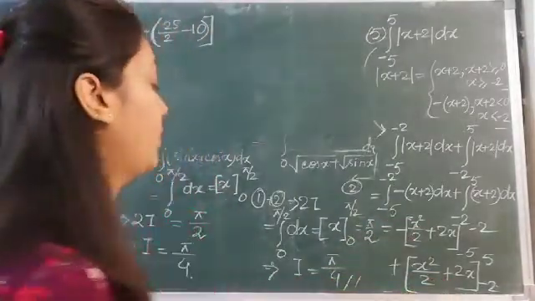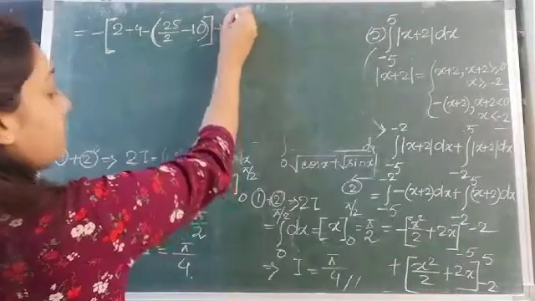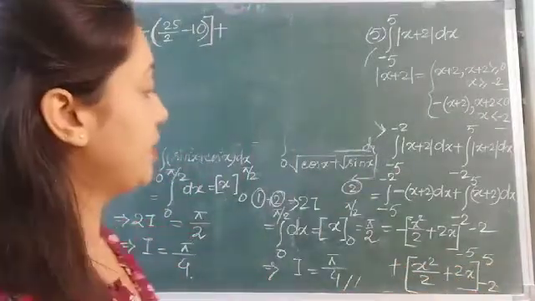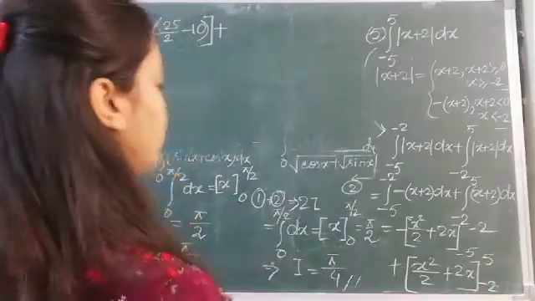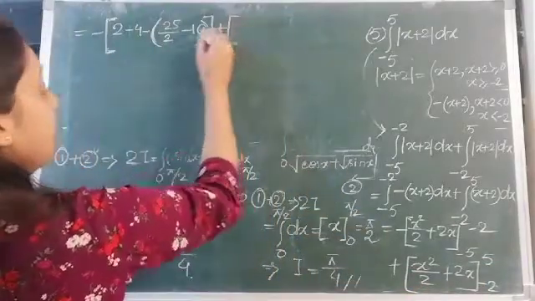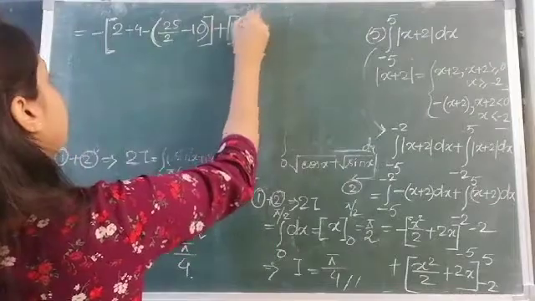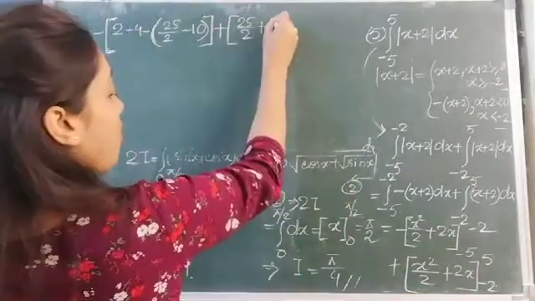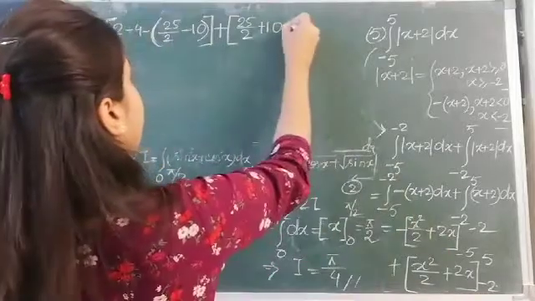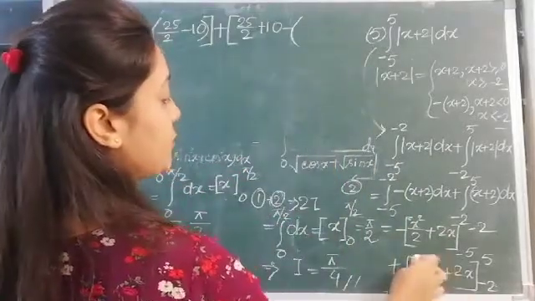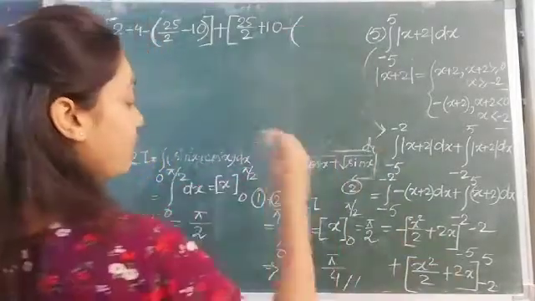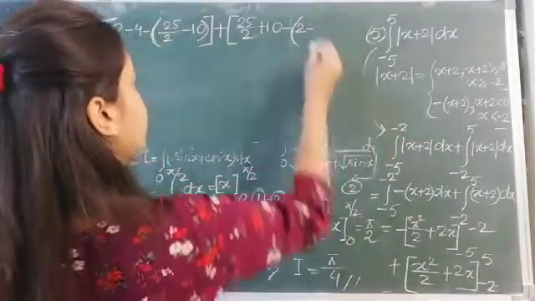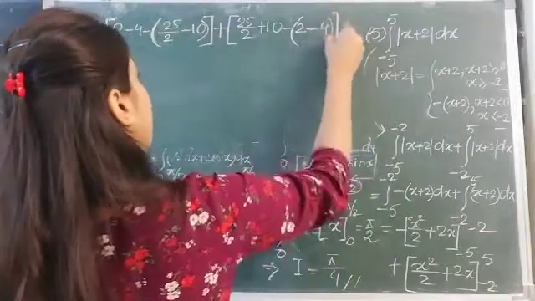Next you substitute in the second one, plus here the upper limit is equal to how much? 5. So 5 square, that is 25 by 2, plus 2 into 5, that is equal to 10, minus lower limit is equal to minus 2 square by 2, that is 4 by 2, which is equal to 2 again, plus 2 into minus 2, that is equal to minus 4.